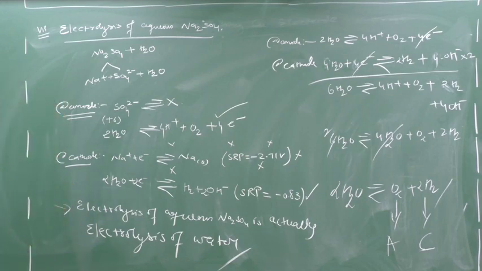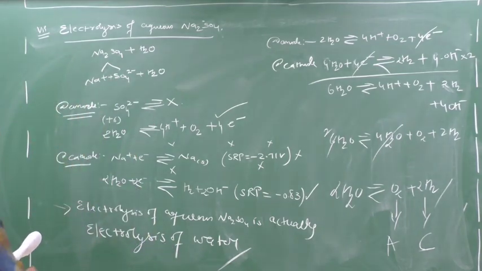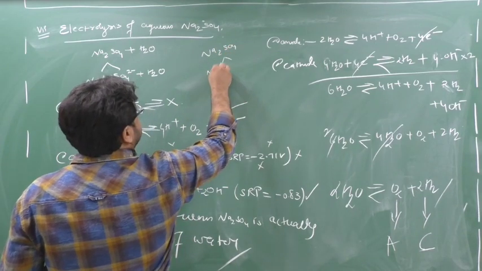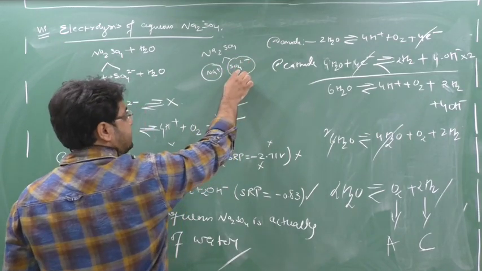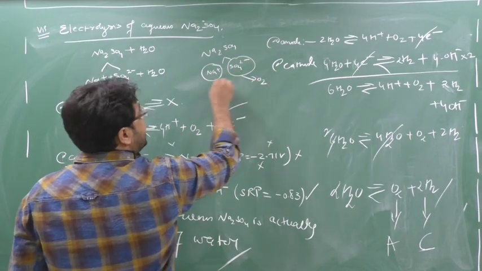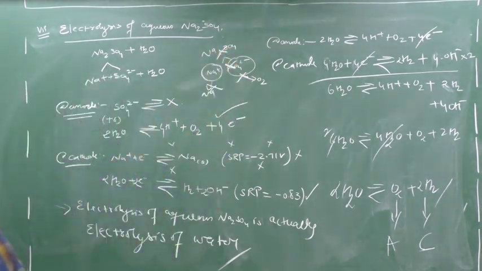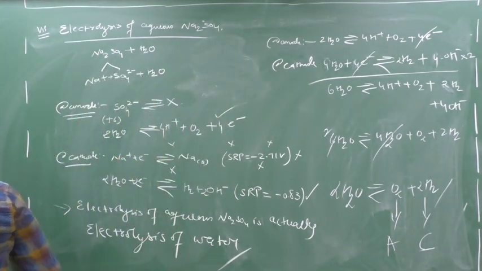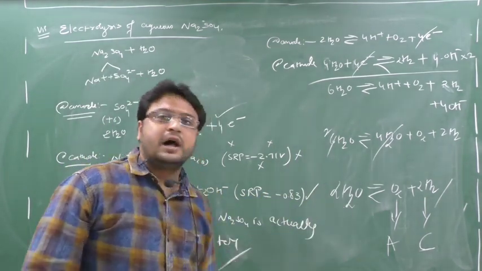What question can come? The question can come: what are the products obtained at the anode and cathode during the electrolysis of aqueous Na2SO4? Most students do this: Na2SO4, they will write Na+, SO4 2-, then at anode they will write water. They will say here oxygen gas is liberated and here sodium is liberated. No, these are not the answers. It is not possible. Electrolysis of aqueous Na2SO4 is actually electrolysis of water only. At anode oxygen gas is liberated, and at cathode hydrogen gas is liberated.